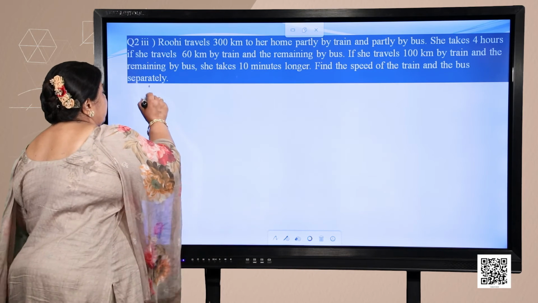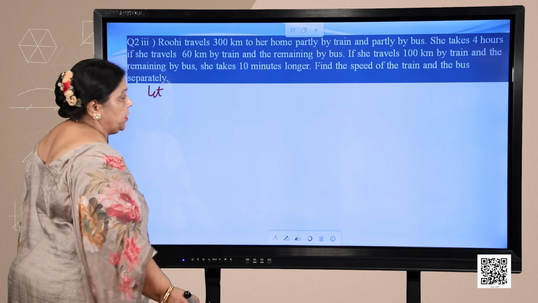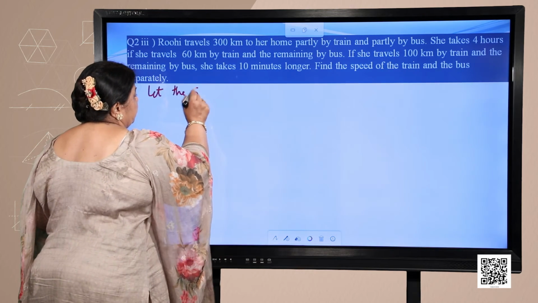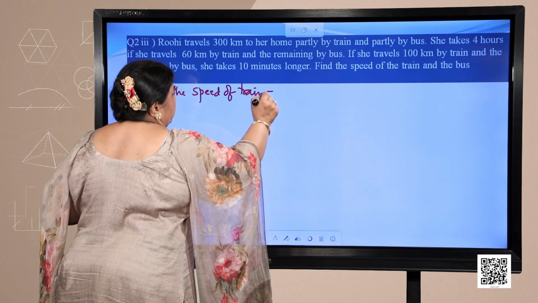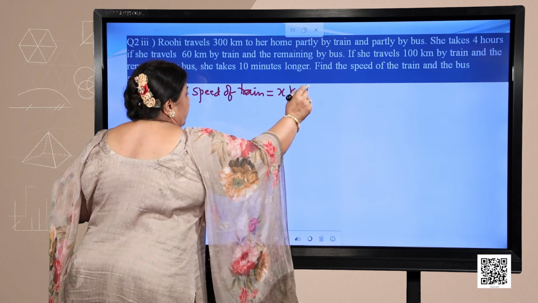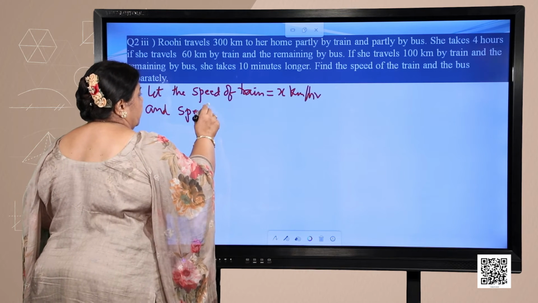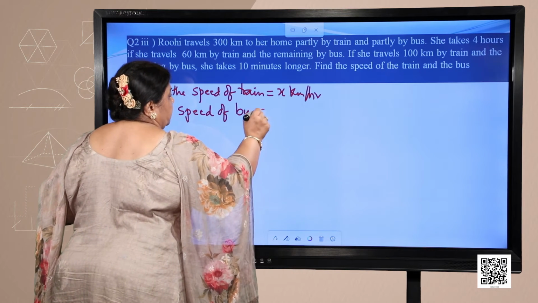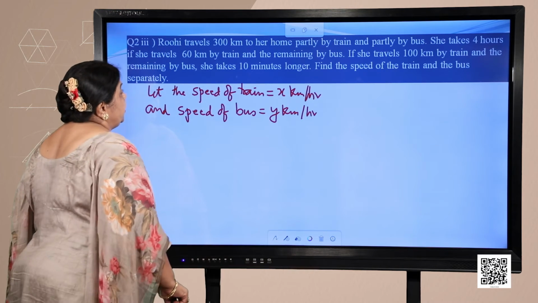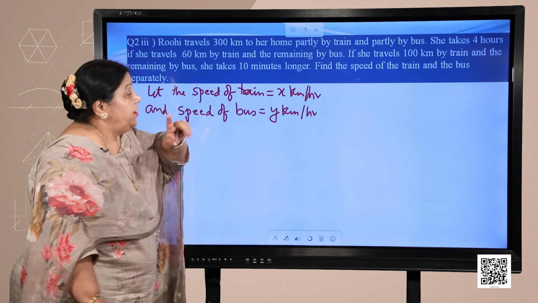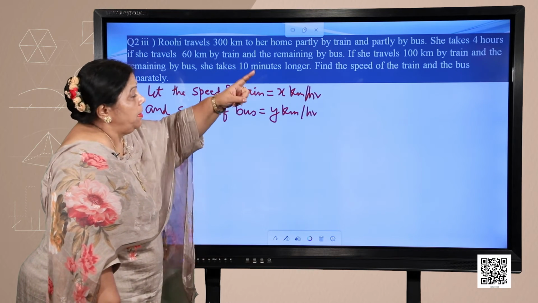Now, let us take the speed of train and bus as x and y respectively. Let the speed of train be x kilometers per hour and speed of bus be y kilometers per hour. Now, what is the total distance she is covering? 300. Very interesting question it is, because partly she is travelling by train and partly by bus.